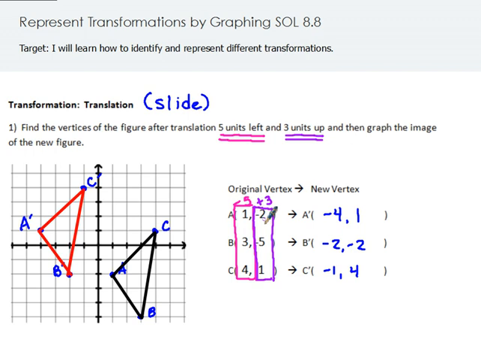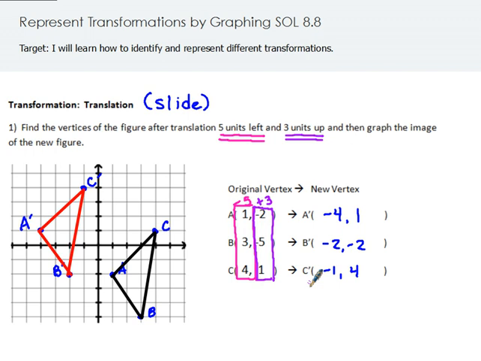So -2 plus 3 will equal 1. -5 plus 3 will equal -2. 1 plus 3 will equal 4. So there's the new set of vertices for triangle ABC. So we're going to do one more.